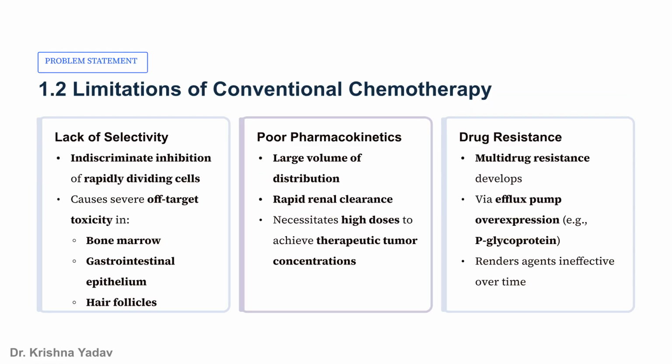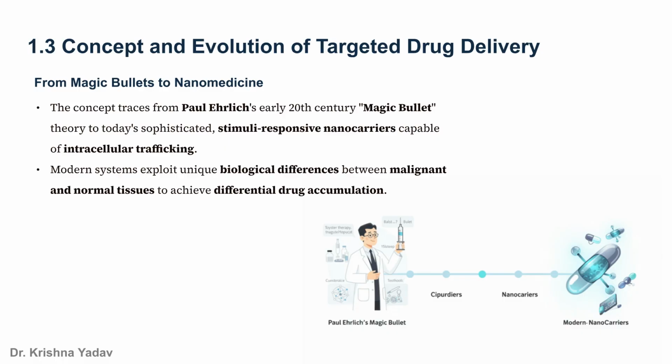Conventional chemotherapy faces limitations like lack of selectivity, causing off-target toxicity in rapidly dividing cells. Poor pharmacokinetics necessitate high doses, and drug resistance develops via efflux pump overexpression. Targeted drug delivery evolved from Paul Ehrlich's magic bullet theory to modern stimuli-responsive nanocarriers. These advanced systems exploit biological differences in malignant versus normal tissues to achieve differential drug accumulation.